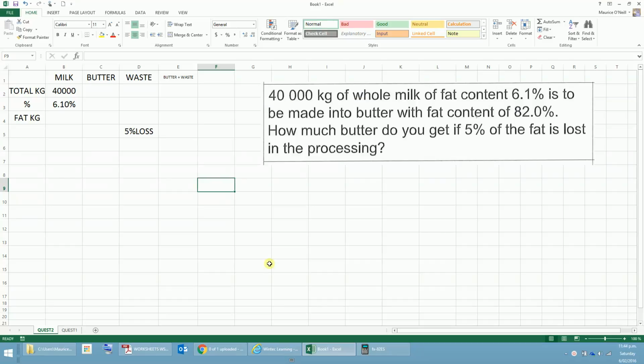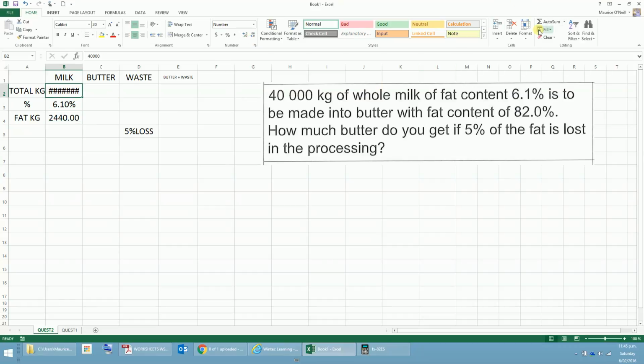Alrighty, so let's look at that. It starts pretty similar to our previous calculation. So first of all, we need to find out how much fat we've got. So that's just plus that there times the percentage equals, and that's going to give us 2,440 kilograms of fat.